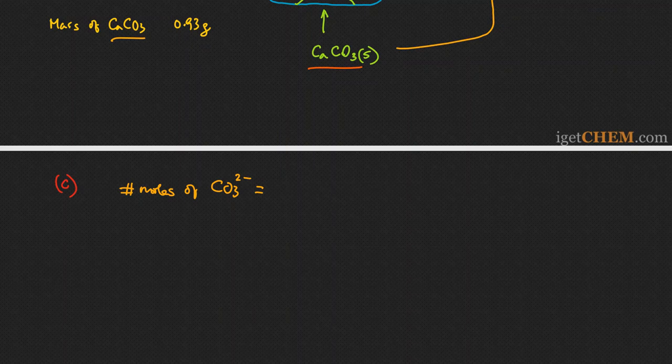So all you would need to do is to take the mass, 0.93 grams, and divide it by the molar mass of the calcium carbonate. And the problem tells you that is 100.1 grams per mole. And when you do that, you will come out with 0.0093 moles of carbonate.